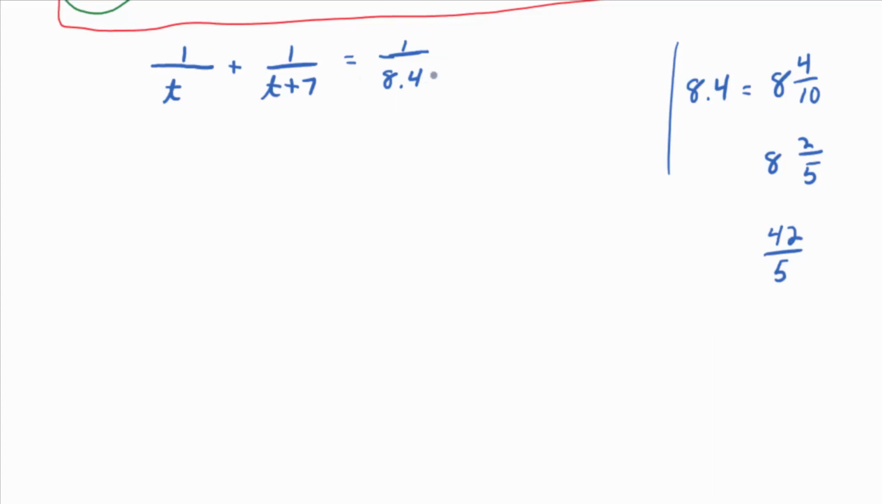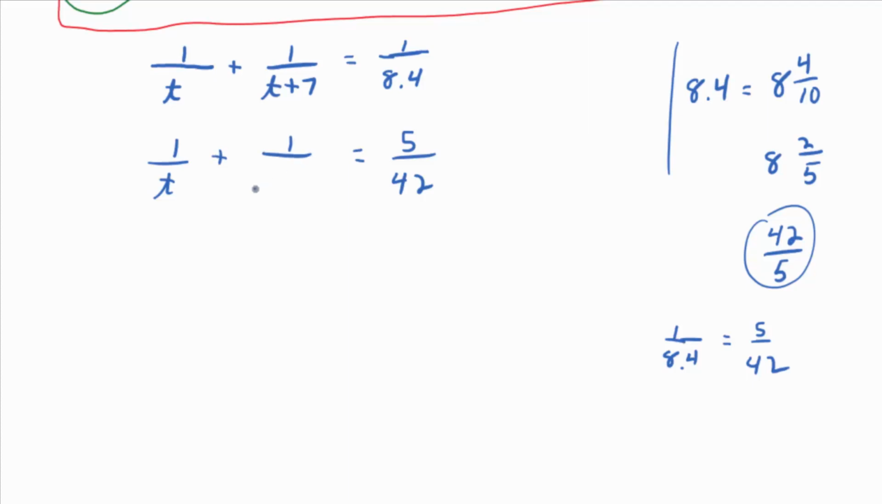But you're taking 1 over that. So what's 1 over 8.4? It's the reciprocal, so you just flip this. 5/42. So the point of all this is I could change the right side to 5/42. And I think it makes the equation a little easier to solve in this case. Everybody see what I did there?